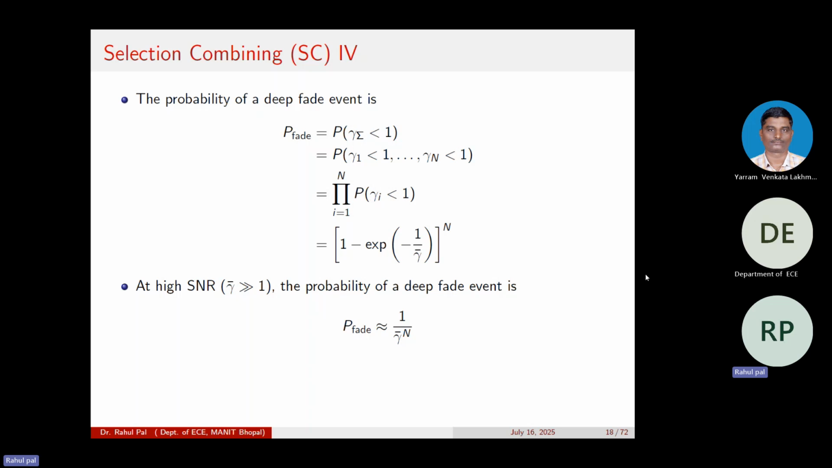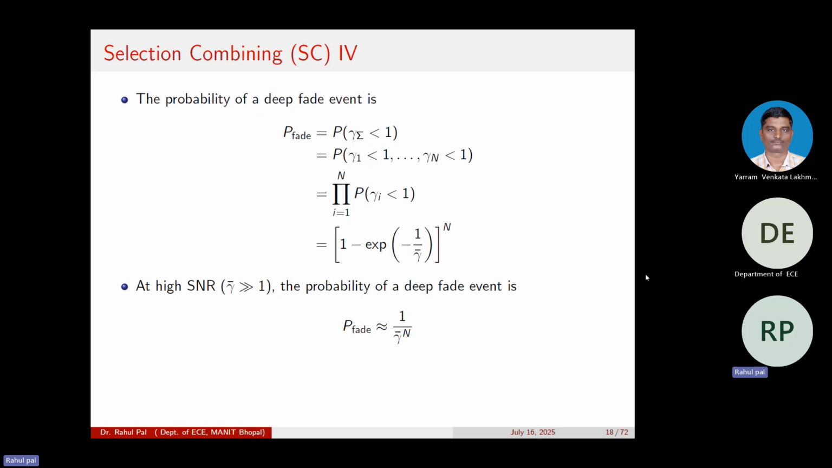Now you can see here we are selecting the maximum one. So gamma is nothing but the max of the signal to noise ratios of the antennas. Now if the maximum one is greater than the threshold, obviously the others will also be greater. So we can use this: the signal to noise ratio is lesser than the noise power. And we are getting this result.